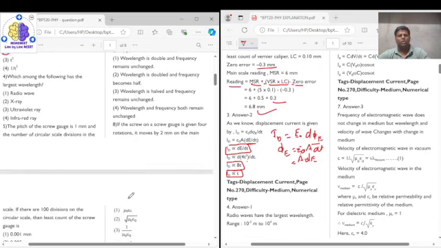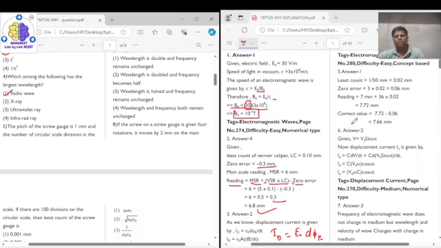Question number 4 says, which among the following has the largest wavelength? The largest wavelength here is the radio waves, that you have to remember. So the correct answer is option 1 for question number 4. That is, the radio wave has the longest wavelength.